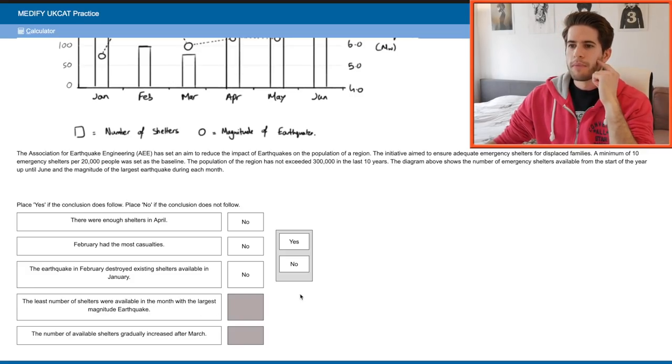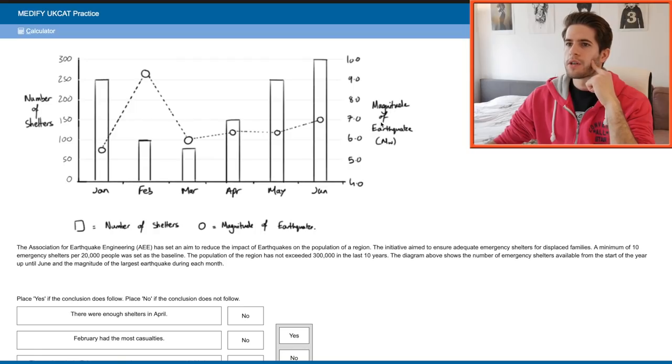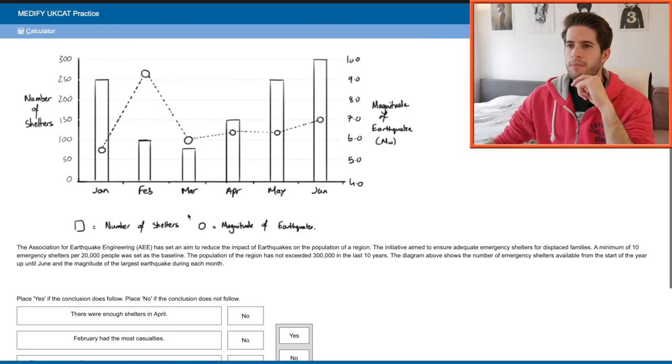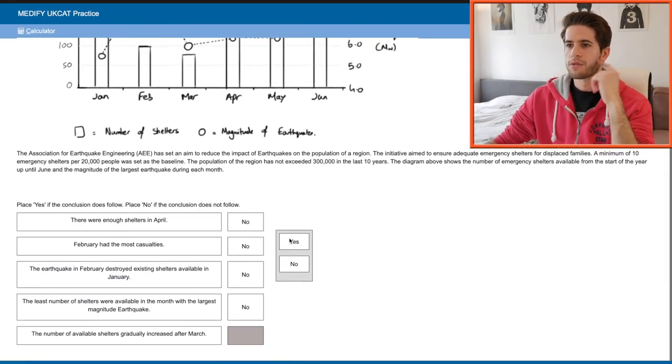The least number of shelters were available in the month with the largest magnitude earthquake. The largest magnitude earthquake was in February, which did not have the least number of shelters because March had the least number of shelters. So this is a no. The number of available shelters gradually increased after March. So March, increase, increase, increase. So that conclusion does follow.